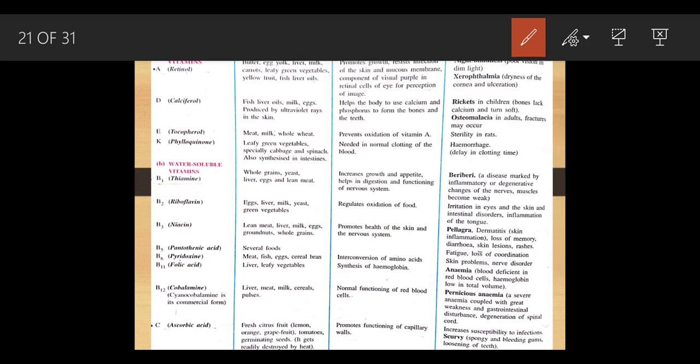Then comes B6, that is pyridoxine. Again, here there are skin related problems. Okay, and nerve disorder. What does that mean? As I said, the muscles of the brain are unable to take up the command from the body. Then vitamin B11 is called folic acid. Vitamin B11 is called folic acid. It causes a problem that is called anemia.